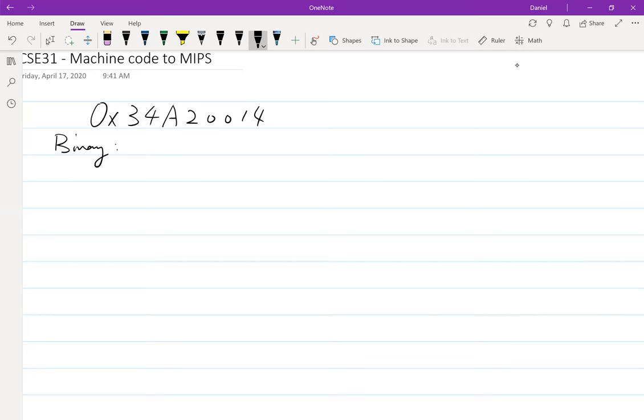One hexadecimal digit is equivalent to how many bits of binary? 4. So let's start with the 3. I have 0011, 0100, then 1010, 0000, and so on, and then 2 zeros. You can see that each individual hexadecimal digit has 4 bits. Since I have 8 of them, I will have 32 bits. So this is your machine code.